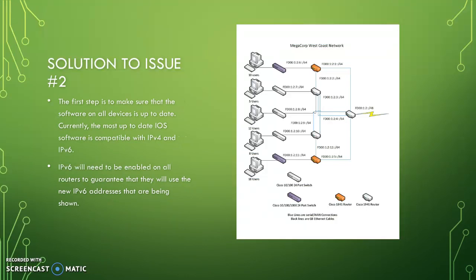The first step here, how we're doing our IP version 6 addressing. I think I went into more detail on the introduction to the issue than I'm going to on the solution, but of course the solution remains the same as the introduction I gave previously and as well as the last issue. The software on all devices has to be up to date in order to be compatible with IP version 6 as well as IP version 4, and IPv6 will need to be enabled using a command on the iOS software. This will guarantee that they can use the new IPv6 addresses that are being shown as well as the IP version 4. If the software is not up to date, you may have issues with actually making it compatible with the IP version 6.